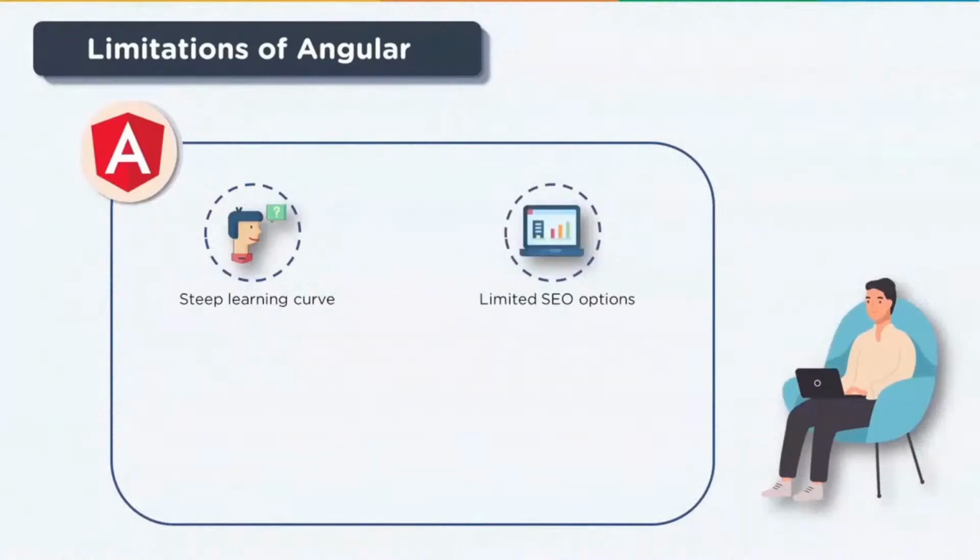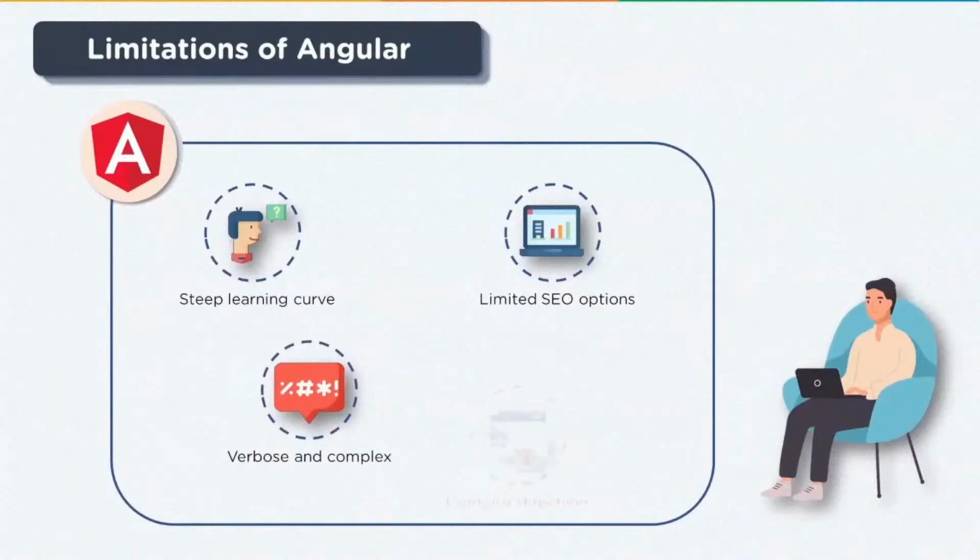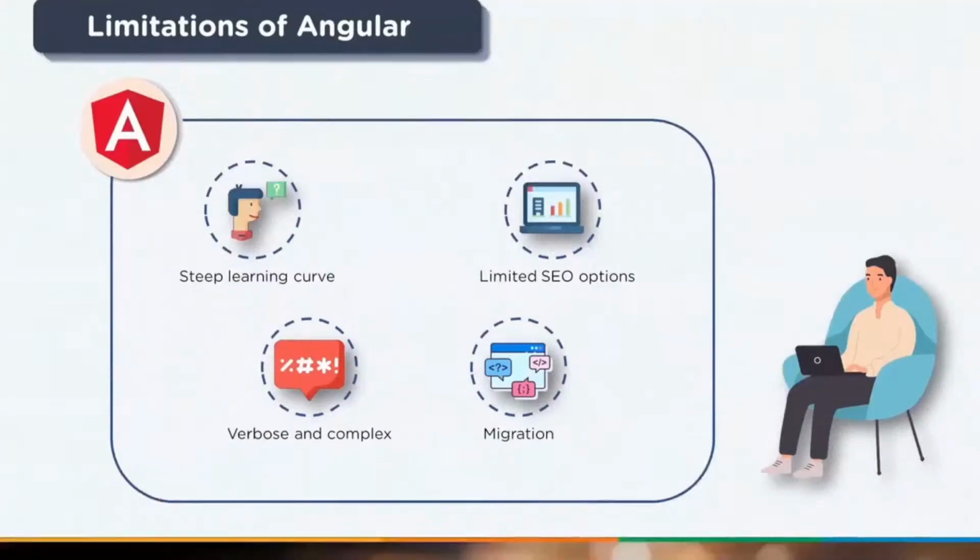Now, Angular offers limited SEO options and poor accessibility to search engine crawlers. It's verbose and complex. Now, a common issue faced by the Angular community is the verbosity of the framework. It also poses to be complex compared to other front-end tools. And lastly, migration. Now, one of the drawbacks of Angular is poor migration. Now, it becomes difficult to port legacy code to Angular-style architecture. Also, with each new release, it is painful to upgrade and a lot of them are not backward compatible.